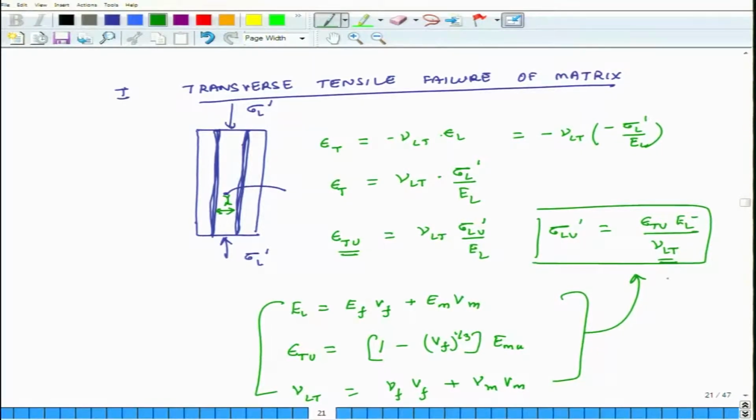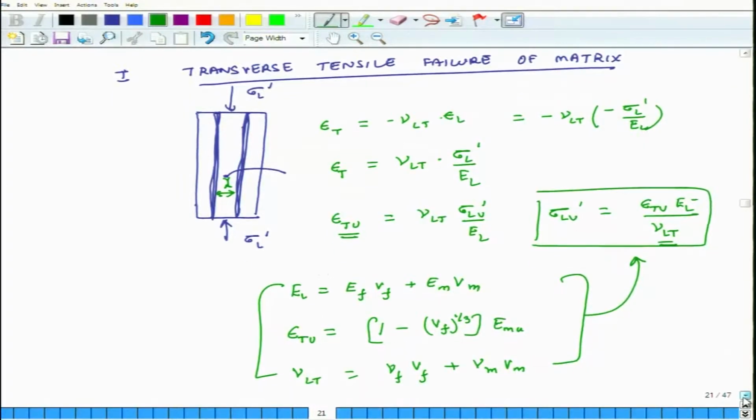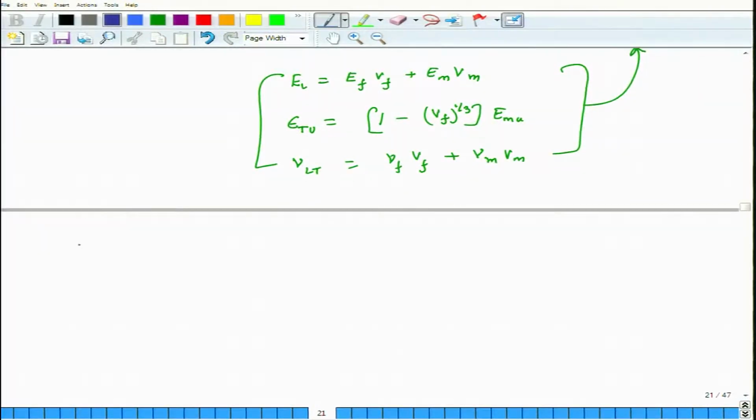Now, this calculation is valid only if the failure mode is such that the matrix starts cracking. That is the first thing which happens to the system, and the fibers are not buckling at that point of time. Okay. The second scenario could be buckling of fibers. There is a special name for this type of buckling, we call it shear buckling. So, when will this happen?